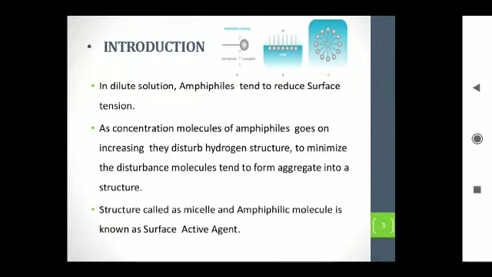In dilute solutions, amphiphiles or monomers tend to reduce the surface tension. As the concentration of surfactant molecules goes on increasing, they disturb the hydrogen bonded structure of water. To minimize this disturbance, molecules tend to form aggregates. These structures are called micelles. Amphiphilic molecules are known as surface active agents.